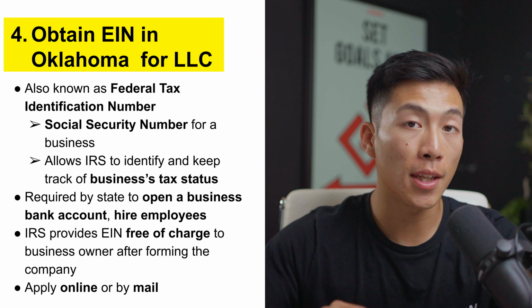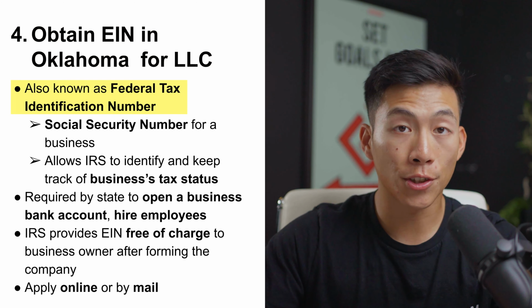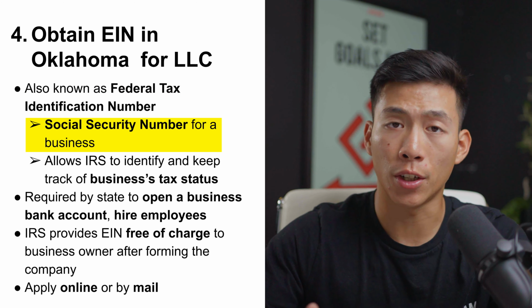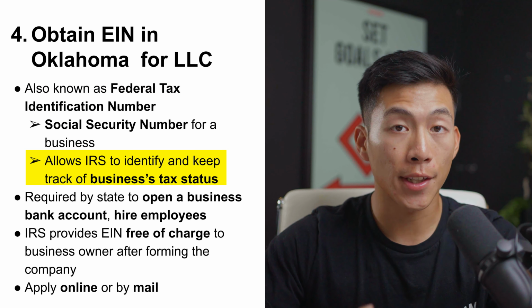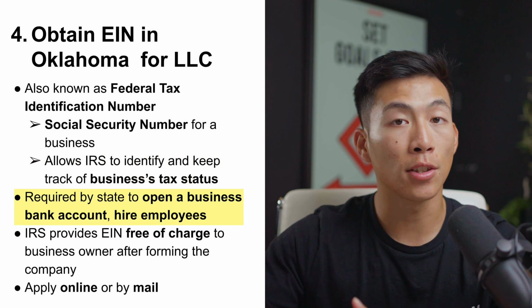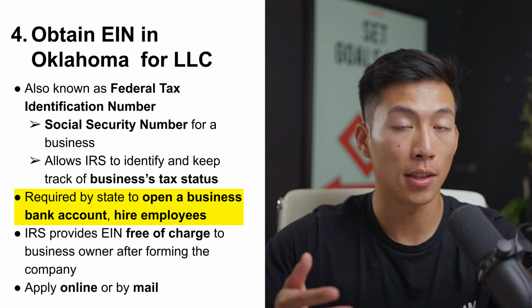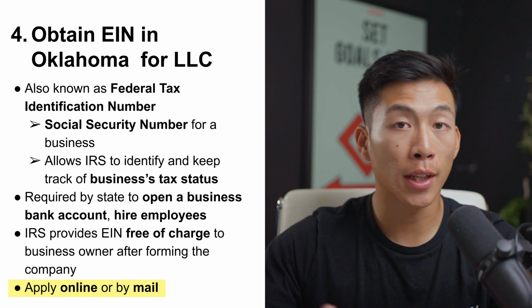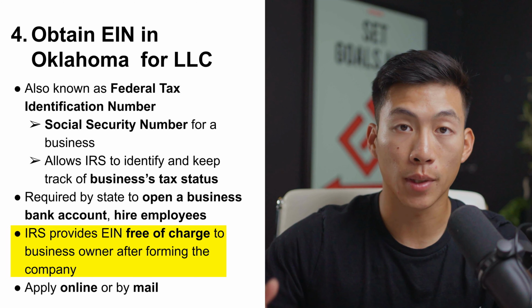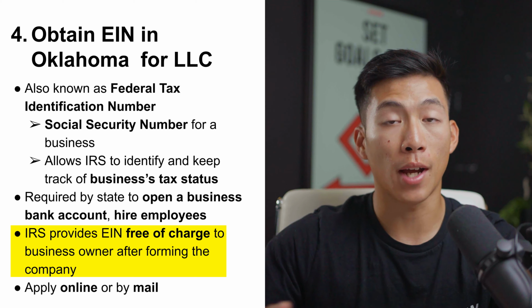Next step is to obtain the EIN for your LLC. This is also known as the Federal Tax Identification Number, and it's basically the social security number for your business. This is going to allow the IRS to keep track of and identify your tax filing status, and it's also going to help you do things like open up a business bank account and hire employees. You can get this online or by mail through the IRS free of charge, or if you're using an online business formation service, they'll do this for you at an added cost.